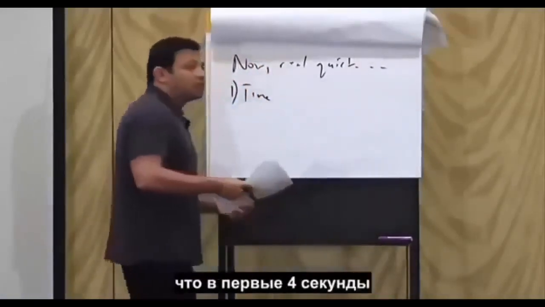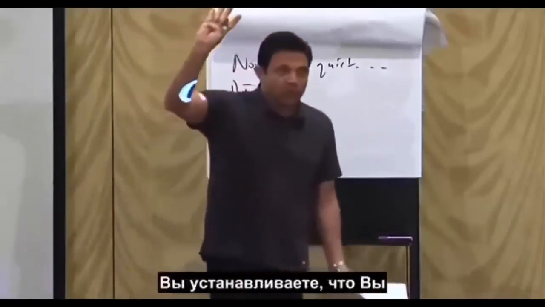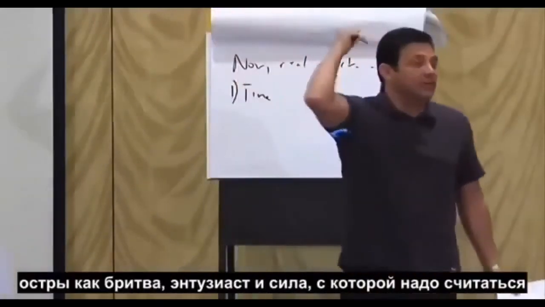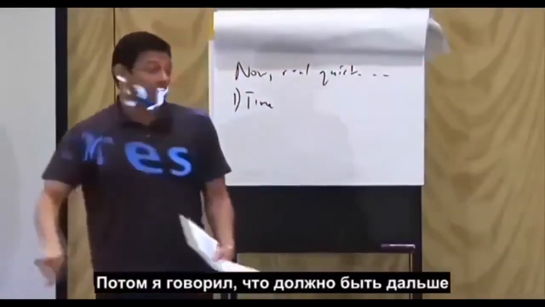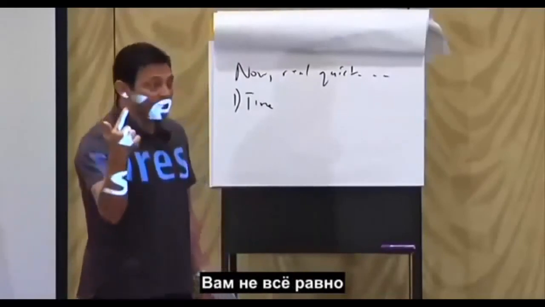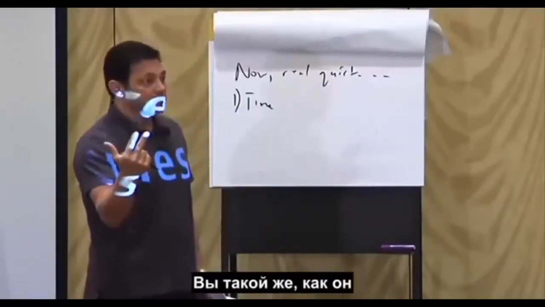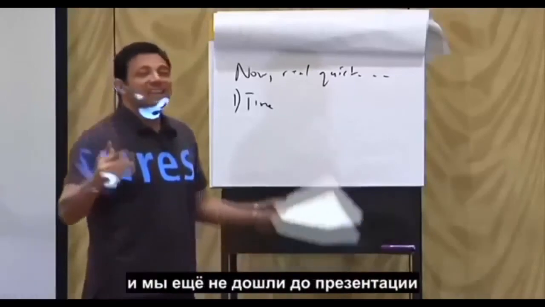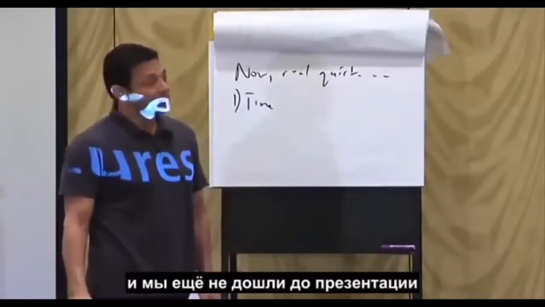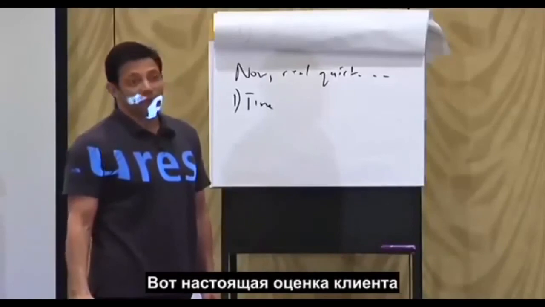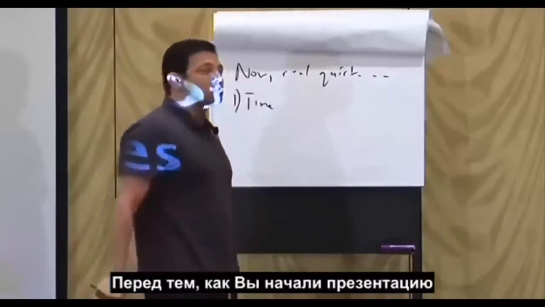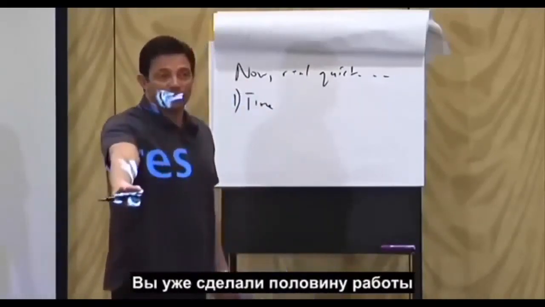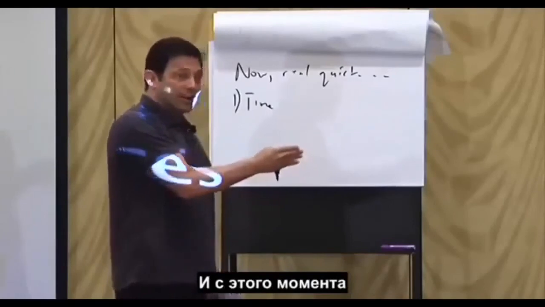If you've done this right, look at the transition. Remember I said in the first 4 seconds, you establish what? Sharp as a tack, enthusiastic as hell, and a 4-3 record. That's the first 4 seconds. Then I said there are other points that come after. What were they? Likability, that you care, you're just like them. Trustworthy. And we're not even into the presentation yet. That's qualifying. That's the straight line. Before you even say the first word about your script, you're already in, you've got half the job done. And from this point forward, it only gets better.